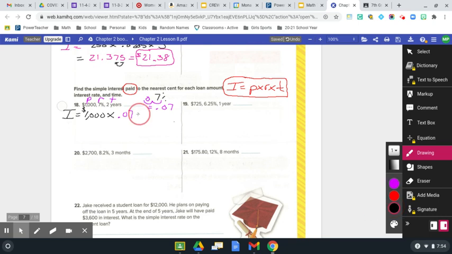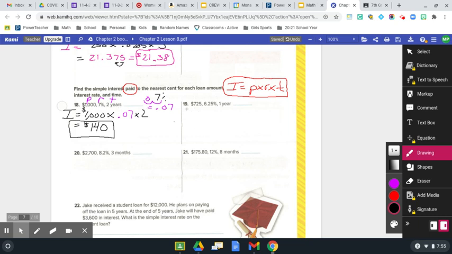And now times T, the 2 years that you're going to have that loan. Okay, so let's calculate it like we did yesterday. We're going to take 1,000 times 0.07 times 2. And you should see that on that loan, you are going to need to pay the bank back $140. Interest paid. You owe the bank $140 after you are done paying that loan off in 2 years. Okay, let's try another one.